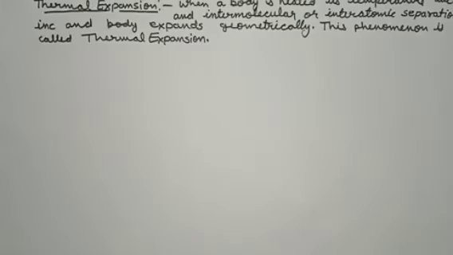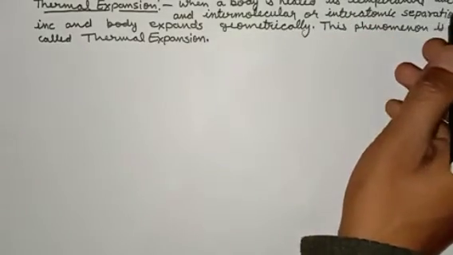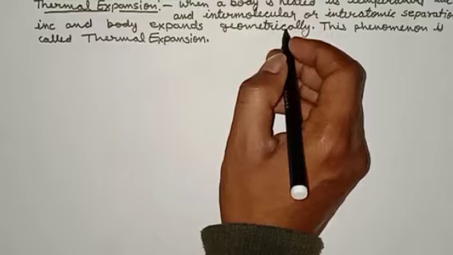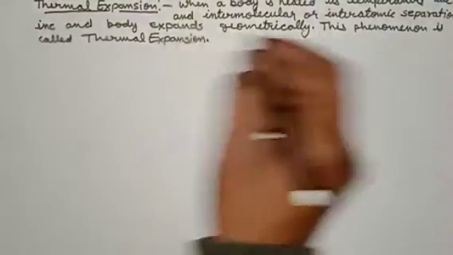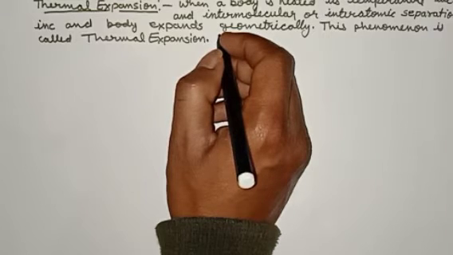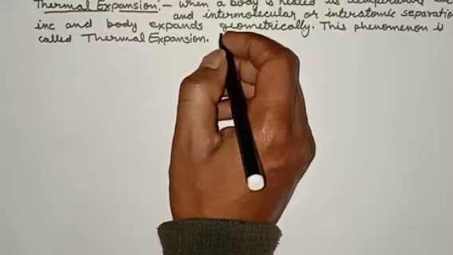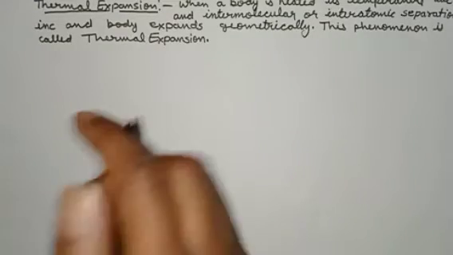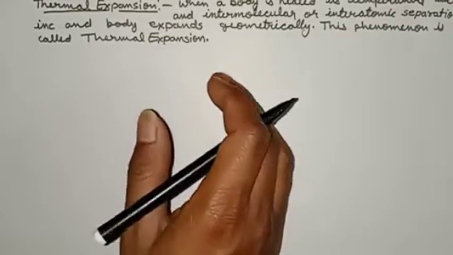So what is thermal expansion? When a body is heated, its temperature increases and intermolecular or interatomic separation increases. Due to this, the body expands geometrically, means in terms of length, in terms of area, in terms of volume. This phenomenon is called thermal expansion. Simply, expansion means if you provide heat, its thermal state changes, means its temperature increases, and therefore it expands geometrically.